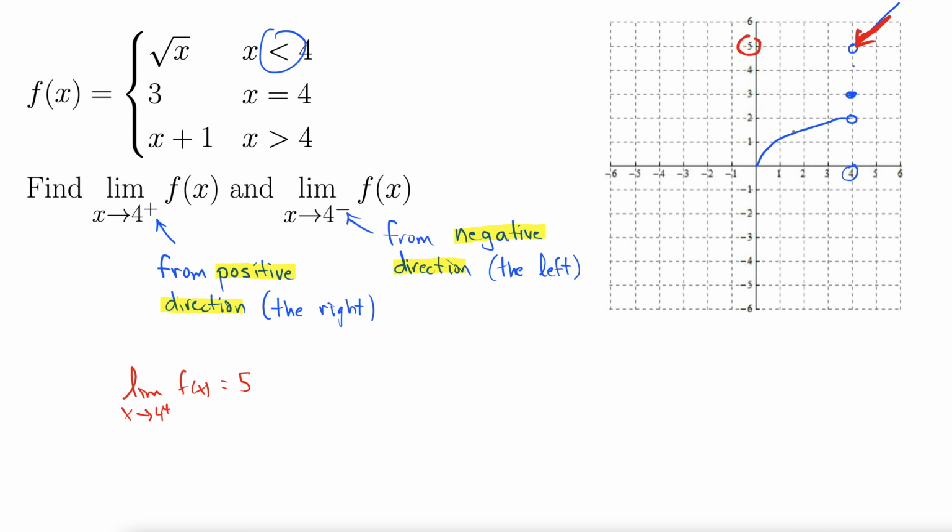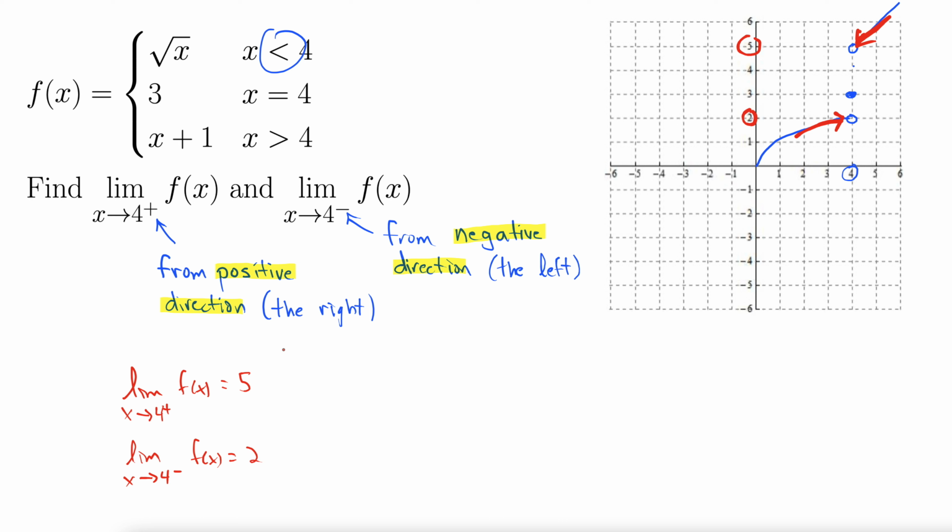From the left, on the other hand, we're coming up like so. So looks like here we're approaching 2 as a y value. All right. So the limit as x goes to 4 from the left of f of x is 2.